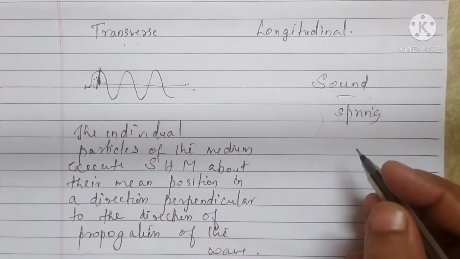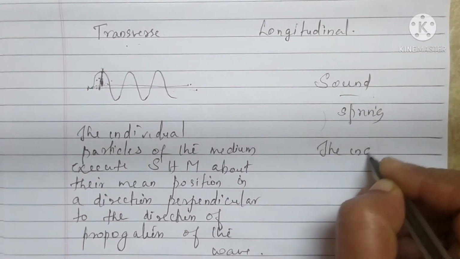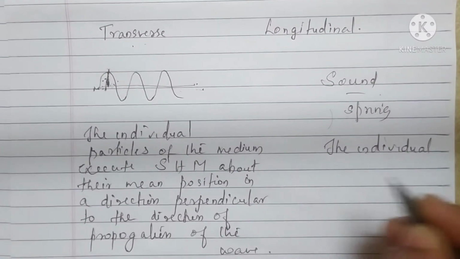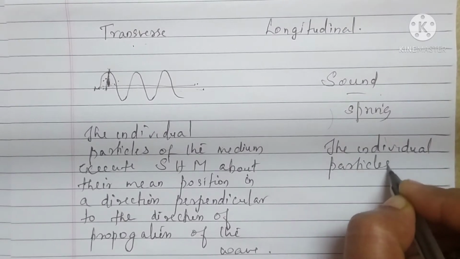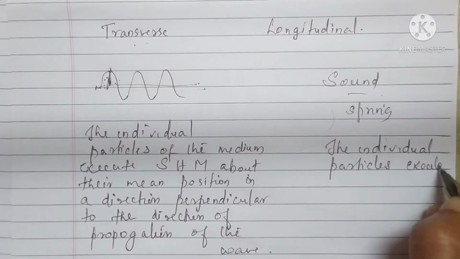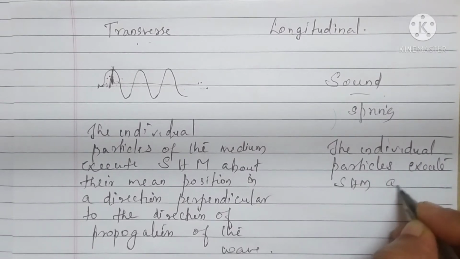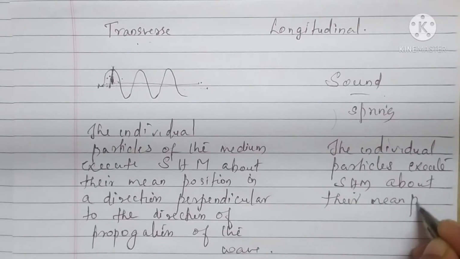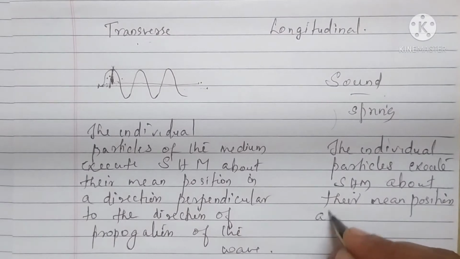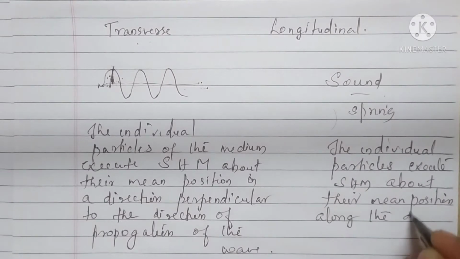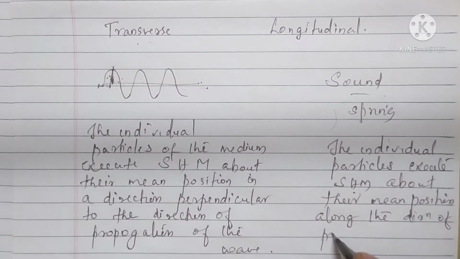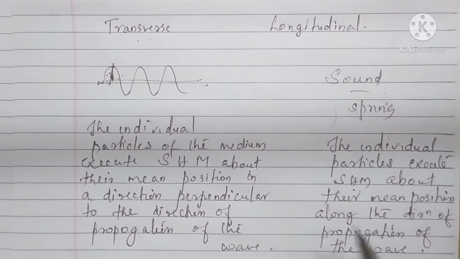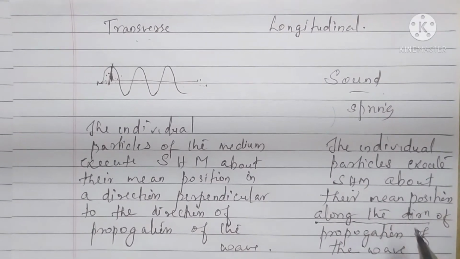And in longitudinal wave, you can say that the individual particles of the medium execute simple harmonic motion about their mean position along the direction of propagation of the wave. Okay, which means along the direction means parallel to the propagation of the wave.